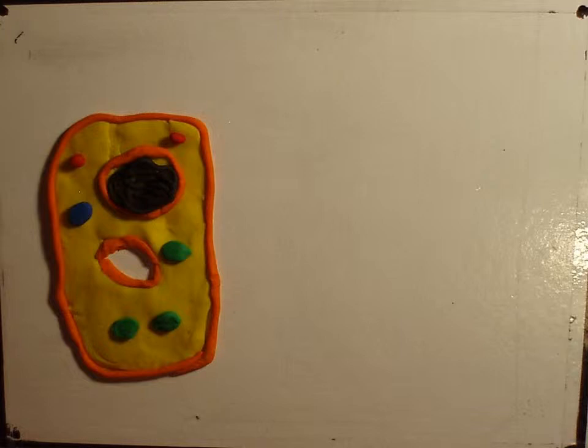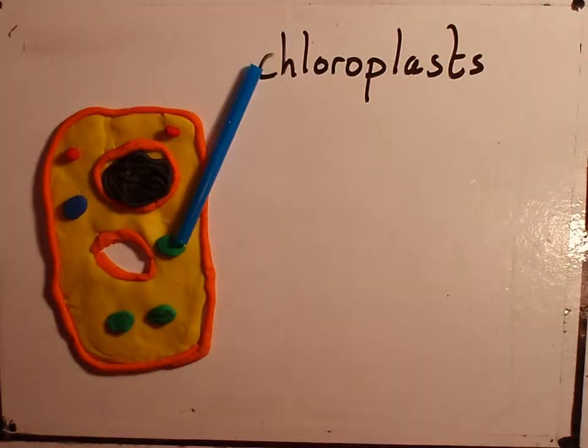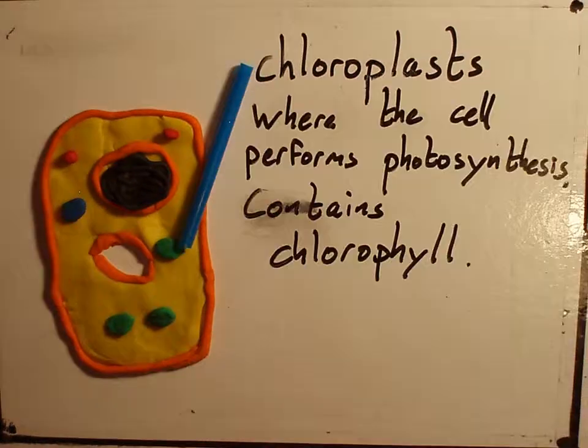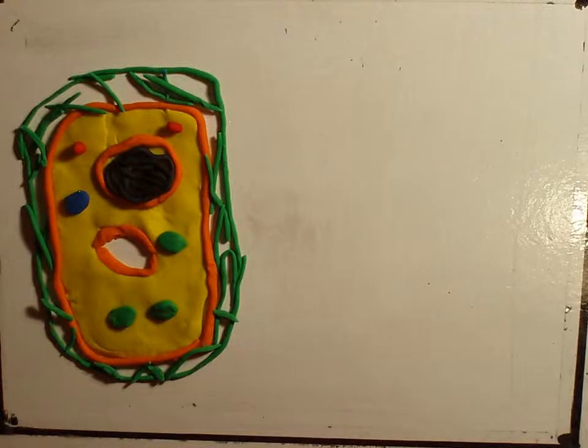Okay, now the main reason why plants look green is because they've got chloroplasts. Chloroplasts are specialized to do photosynthesis. They contain the chemical chlorophyll. Chlorophyll is the chemical that will allow photosynthesis to happen.